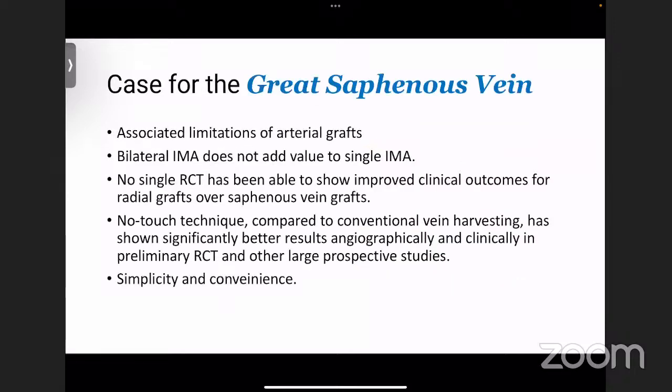So we might have reached our peak with the LIMA, maybe even the radial. Maybe the radial could be improved. You know, we can't know yet. But the saphenous definitely has room for improvement. And if we can capitalize on that, then we can keep it. And it is a very simple structure.